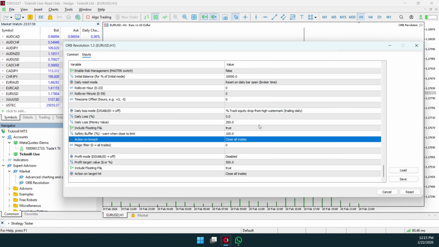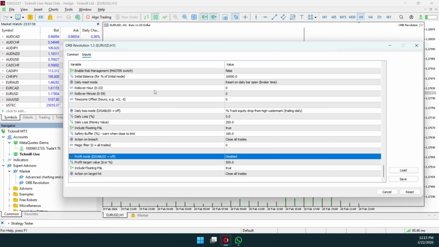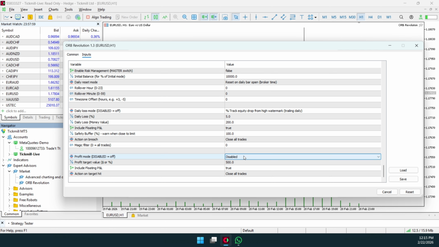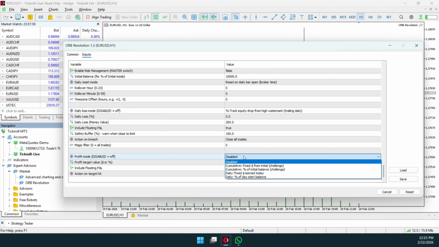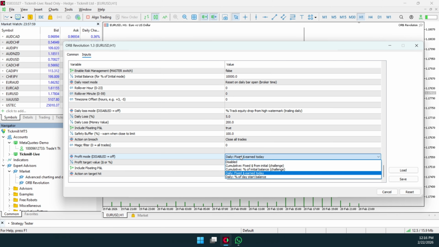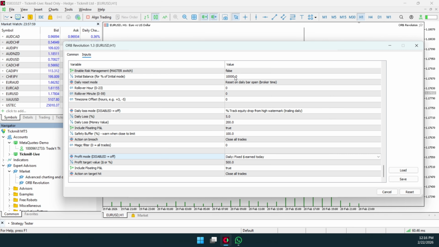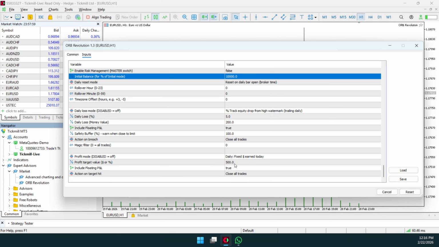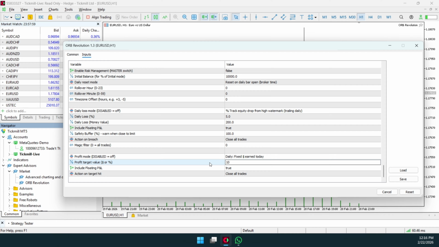Well, we talked a lot about drawdown. What about profit? Well, in this risk management system, we have a target profit module, disabled. If we enable it, we have 4 different options. The idea of this is even on your personal account, you want to set a target profit of $500 per day. So simple, I'm going to say daily earned value and $500, or a percentage. Let's say my initial account is 10,000. Well, I want to have 10% of my account daily.